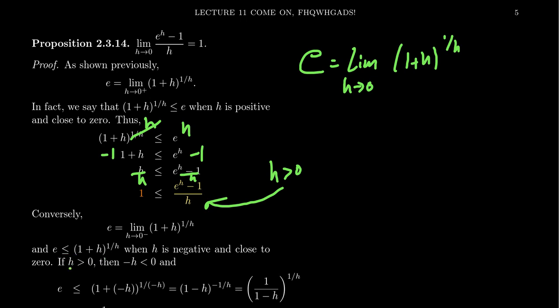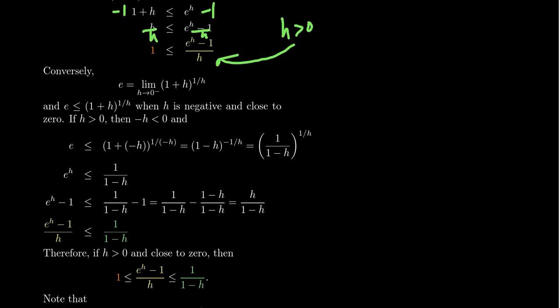Now, if h is positive, that means negative h is negative. And so we then substitute this into the inequality to see the following. If h is positive, negative h is negative, and we see that e will be less than or equal to (1 + (-h))^(1/(-h)). If you have 1 plus negative h, that's just 1 - h. And if you have 1 over negative h, that's just -1/h. Negative exponents mean that you take the reciprocal of the expression. So (1 - h)^(-1/h) becomes 1 over (1 - h)^(1/h). Let's play around with this inequality for a second then.